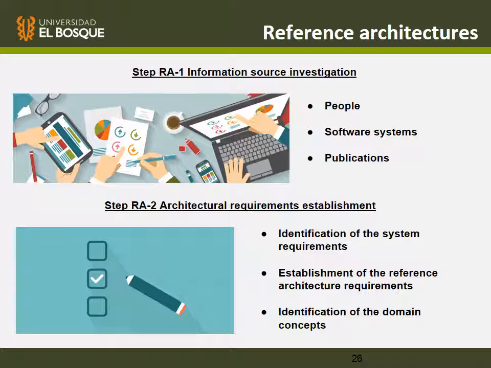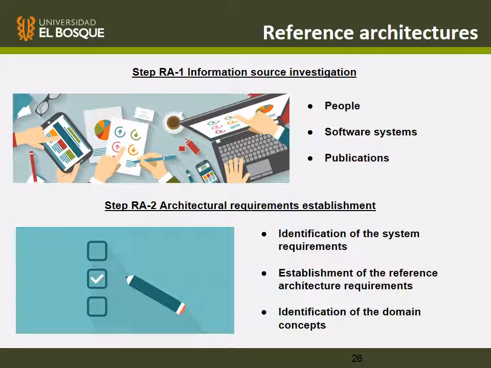The second step is architectural requirement establishment. Based on the selected sources in the previous step, there are three main tasks that should be performed. First, identification of the system requirements. Functional and non-functional requirements of the system in the application domain are identified. Such requirements must reflect the processes, activities, and tasks that must be automated by the systems to be built from the reference architecture. Establishment of the reference architecture requirements. Based on the system requirements, a set of architectural requirements for the reference architecture is established.